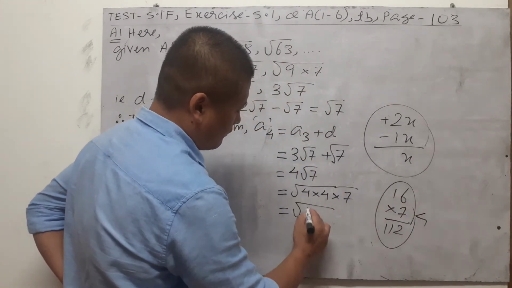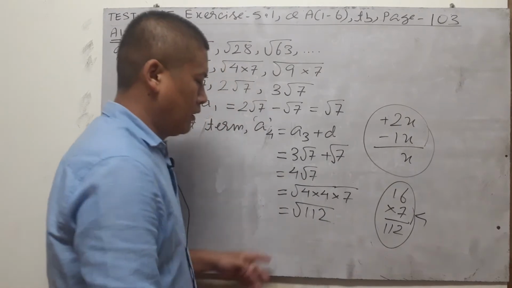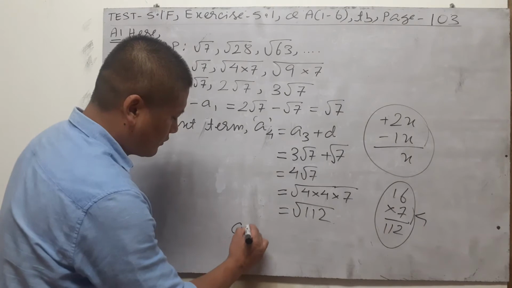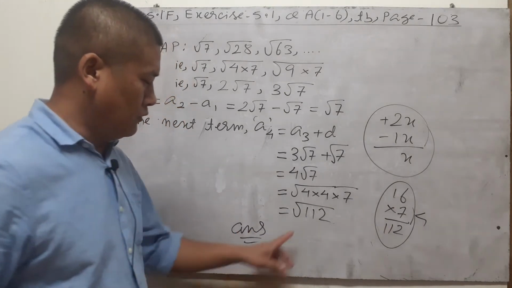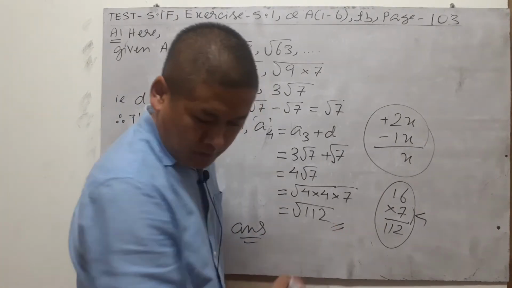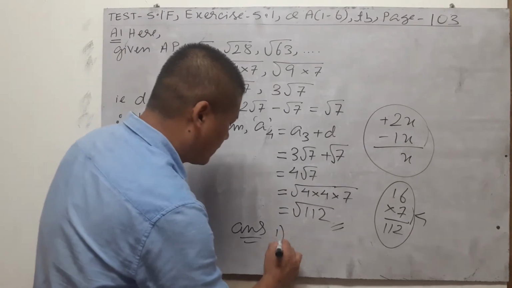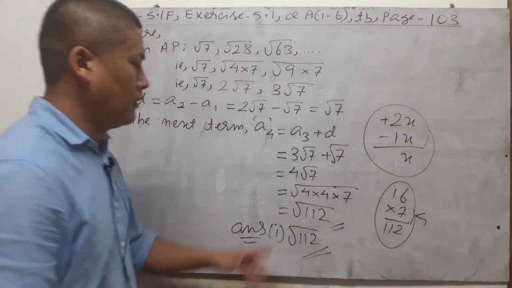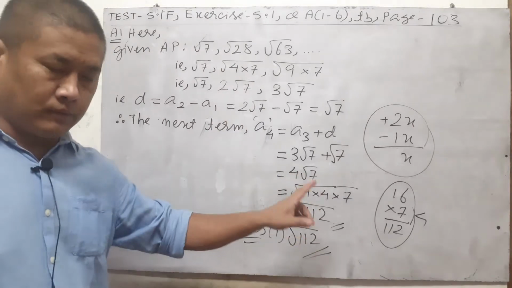So root over 112. We change it into this form because the choice answers are given in this format. So the answer matching root 112 is choice number 1, which is root over 112, the fourth term. 4 root 7 and root 112 are the same.